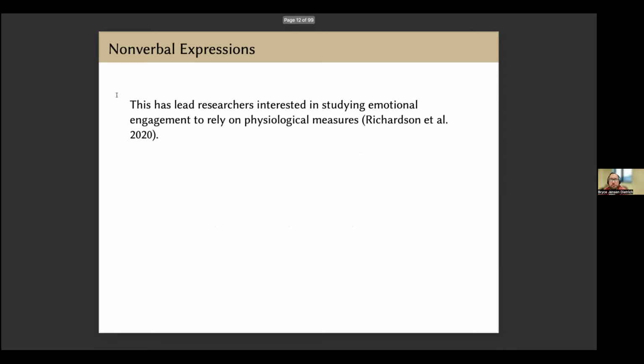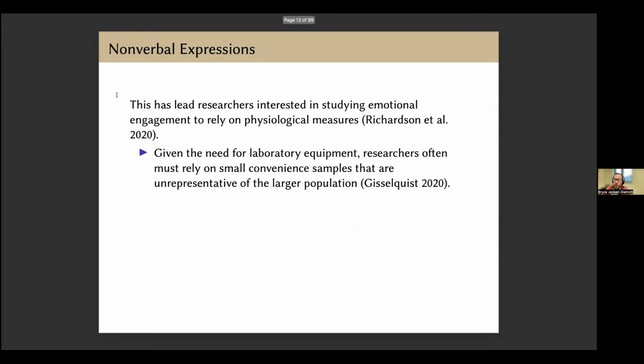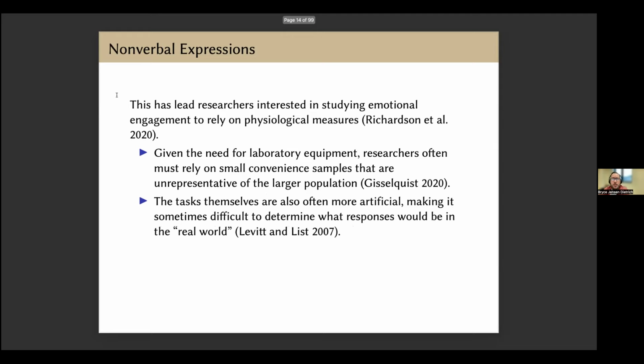Consequently, researchers who are interested in studying this topic often rely on physiological measures, most notably facial EMGs, as well as skin conductance measures. The problem with these measures is that given the necessary laboratory equipment, researchers often have to rely on small, convenient samples that are unrepresentative of the population. Moreover, the tasks themselves are done in laboratory settings, often with various things connected to the respondent, so in many ways it might be difficult to port those results to the quote unquote real world, in which those responses may be different.